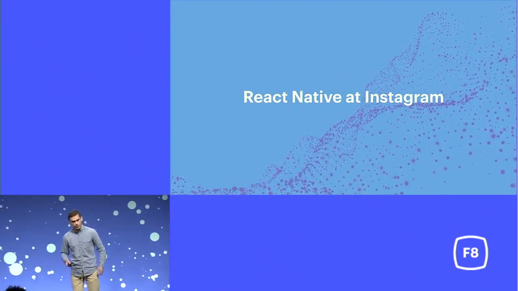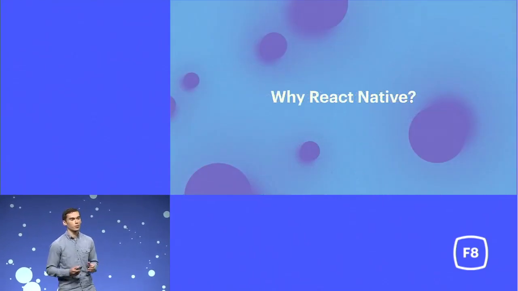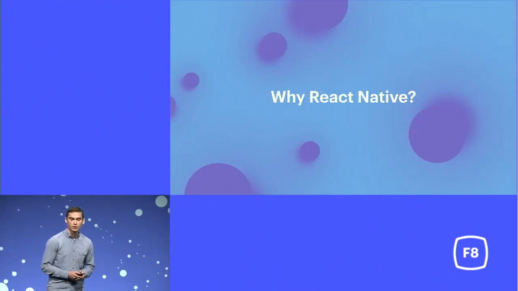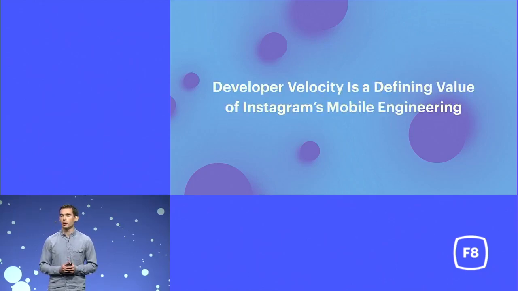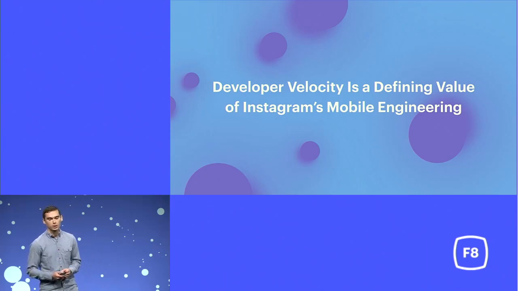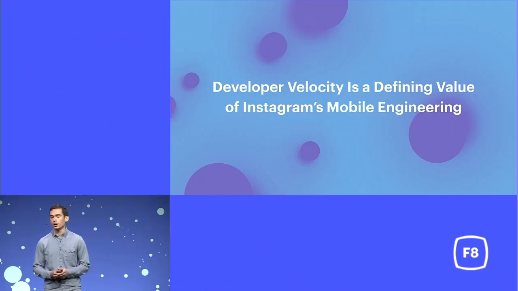Thanks, Mike. So now let's look at how we integrated React Native at Instagram. To start, why use React Native? To set some context, let's talk about developer velocity. Developer velocity is a defining value of Instagram's mobile engineering. At Instagram, we work to scale our development experience with both app and team size. We strive to provide engineers with the tools, building blocks, and frameworks that let them feel the most productive and satisfied working on our apps and in our code base.